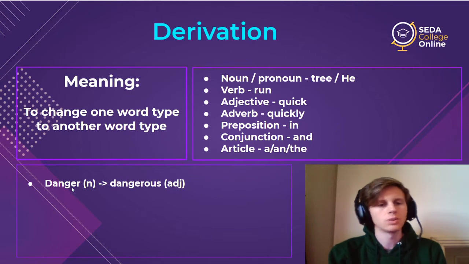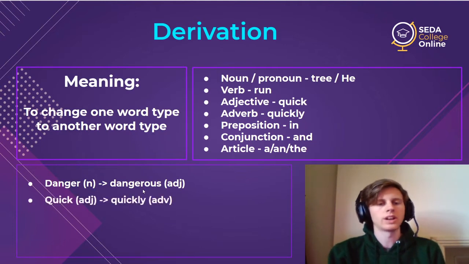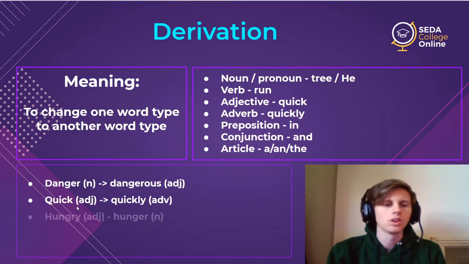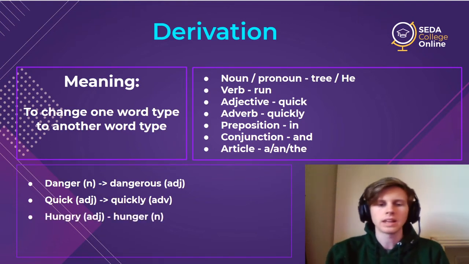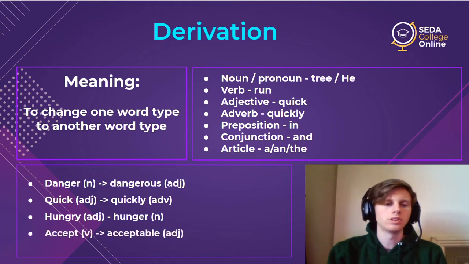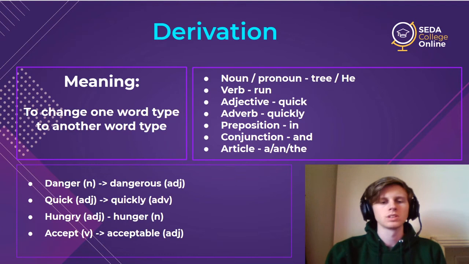So let's look at a word like danger. Well, I can take the noun and I can make the adjective dangerous. Or I can take the adjective quick and make the adverb quickly. Or I can take the adjective hungry and make the noun hunger. Or the verb accept, I can make the adjective acceptable.